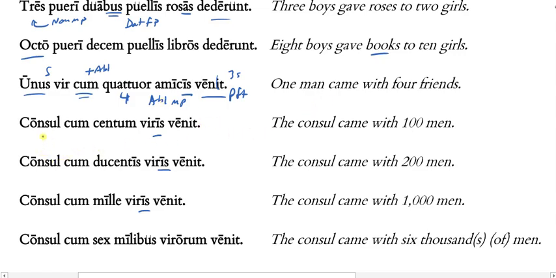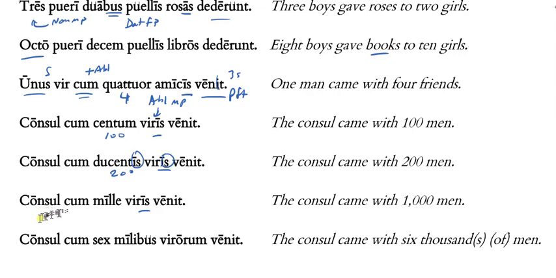Now, in this next example, consul came, and he came with men, viris, that's again ablative plural, happens to be ablative masculine plural, just like this other one, amicis, but the number's 100 here. And different number, but the principle is still the same as with the number four. Centum is not declinable, so it's centum no matter what. But with the number 200 as my number, that one does decline. And so notice that it is using the ablative masculine plural form.